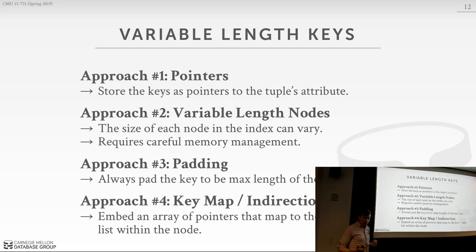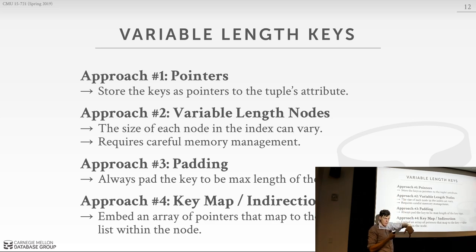The next issue is that we want to store variable-length keys. In the intro class, I think we just did fixed-length keys, but now we want to store variable-length keys. That gets slightly more complicated inside of our node. There are four different ways to do this. The easiest thing to do is to store pointers, not actual values for our keys, just pointers to the tuple. This is the same thing as the T-tree we saw last class.